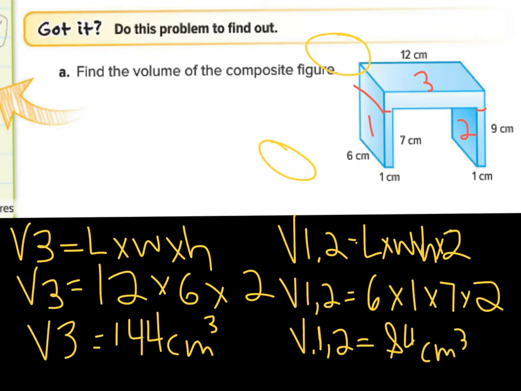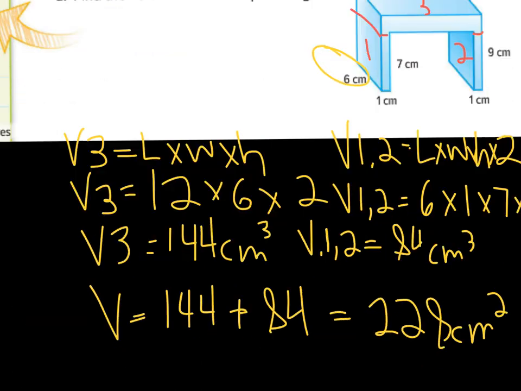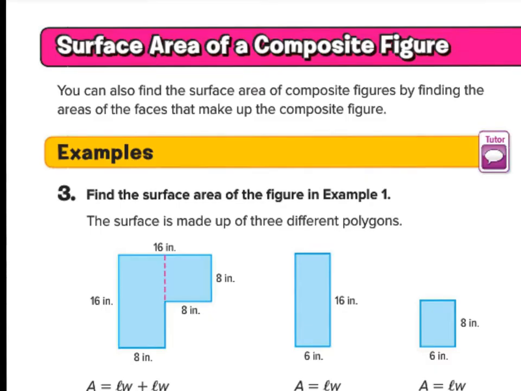Now I can go ahead and add the 2, so I can bring all the figures together. So I add 84 to 144. I would get 228. So I just added the 144 of the top part, and then the 2 side parts is 84. So 144 plus 84 is 228 centimeters cubed, not squared. Oops, squared is only area. We're looking for volume. And now for the second part of our lesson, surface area of composite figures.